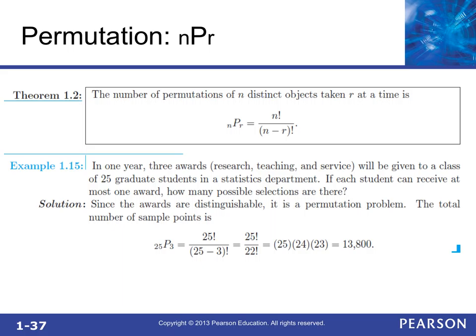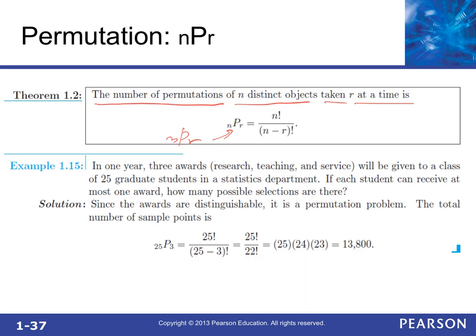Sometimes we don't need to select all objects from a certain group, so in this case, we also have to consider a permutation. The number of permutations of n distinct objects taken r at a time equals nPr, and this can be calculated by having a ratio of n factorial to n minus r factorial.